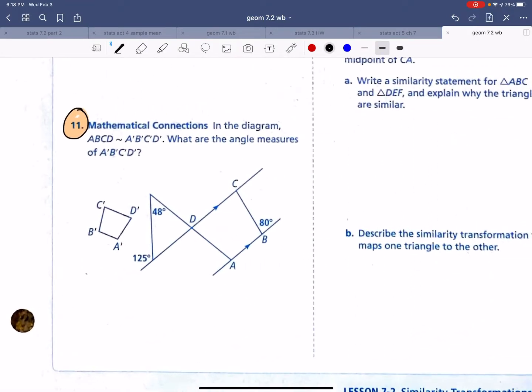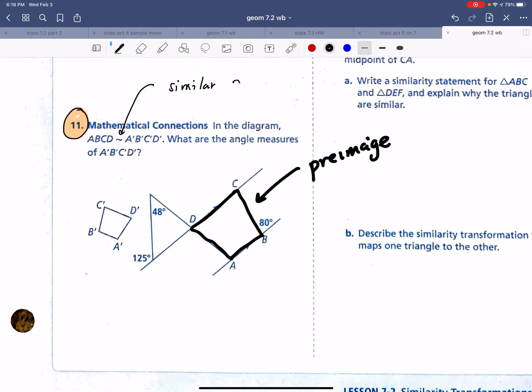All right, in the diagram, this one is my pre-image. We didn't talk about this in class: that squiggle is somebody who's too lazy to say similar. That symbol means similar. So they're saying this shape is similar to that one because their angles are the same and their sides make the same ratio. That's what similar means. What are the angle measurements?